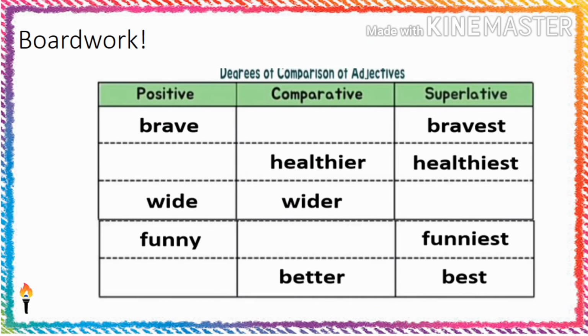Now let us have a board work. For fuller understanding, let us have a board work. Now who can answer the first row? What is missing is the comparative degree of the word brave. Brave, braver, bravest. Healthy, healthier, healthiest. Wide, wider, widest. Funny, funnier, funniest. Good, better, best. So this is an optional activity. If you still have time, you can give this to your students.